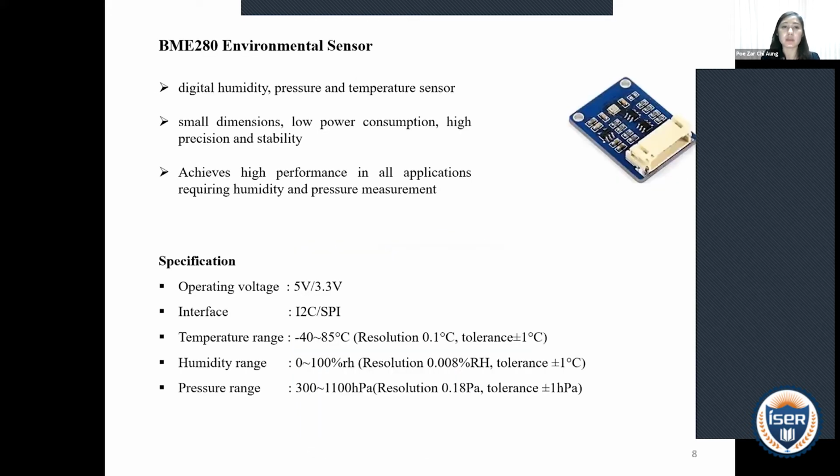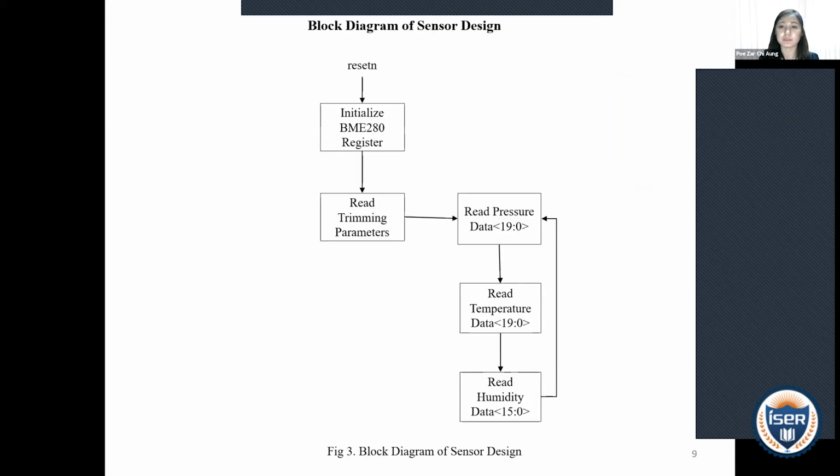And that is the BME280 environmental sensor. The sensor is a digital humidity, pressure, and temperature sensor. It has small dimensions, low power consumption, high precision, and stability, and achieves high performance in all applications requiring humidity and pressure measurement. As a specification, operation voltage is 3.3 volts to 5 volts, and the interface is both I2C and SPI. Temperature range is -40 to 85 degrees Celsius. Humidity range is 0 to 100% RH, and pressure range is 300 to 1100 hectopascal.